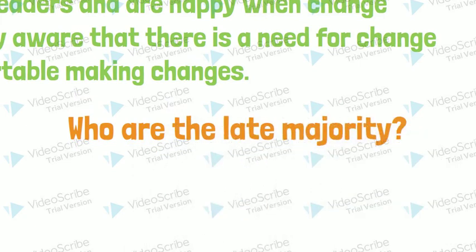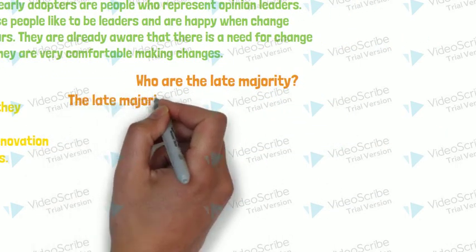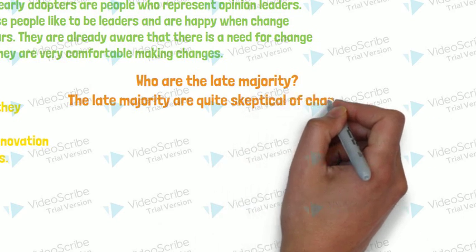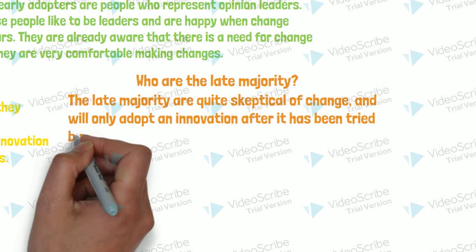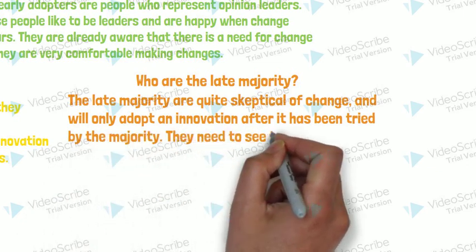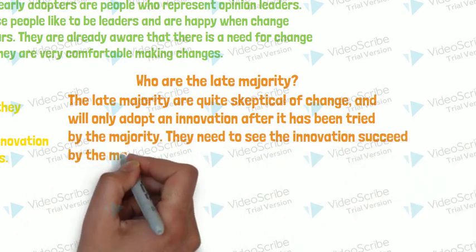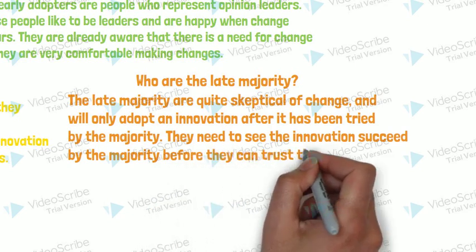Who are the late majority? The late majority are quite skeptical of change and will only adopt an innovation after it has been tried on by the majority. They need to see the innovation succeed by the majority before they can trust the idea.